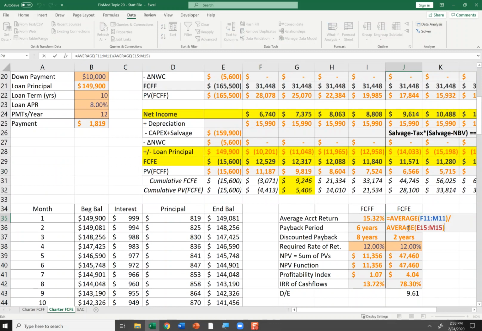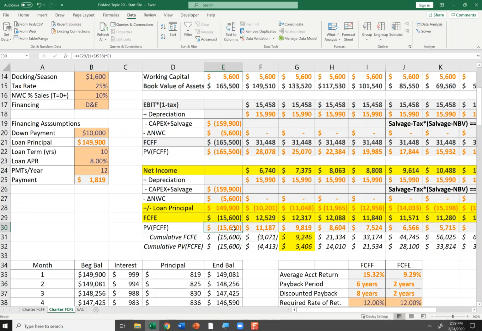I have my average accounting return on FCFE. Notice it's lower because my net income goes down, but my book value stays the same. My payback goes to 2 years using both discounted payback and payback because I really didn't spend very much today. If I use a discount rate of 12%, my NPV goes from 11 to 47, which means my IRR goes from 13 to 78%. It's going to 78% because I only spent $15,000 today, and then I start making 11, 10, 8. So you're getting a high percent of that $15,000.